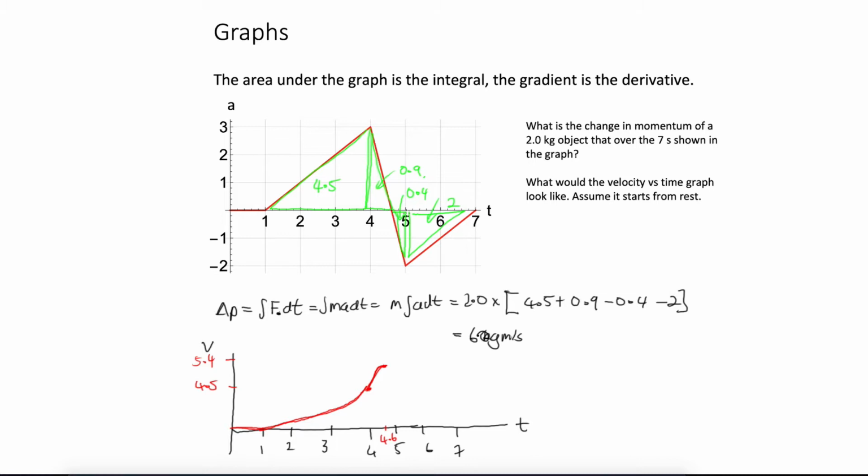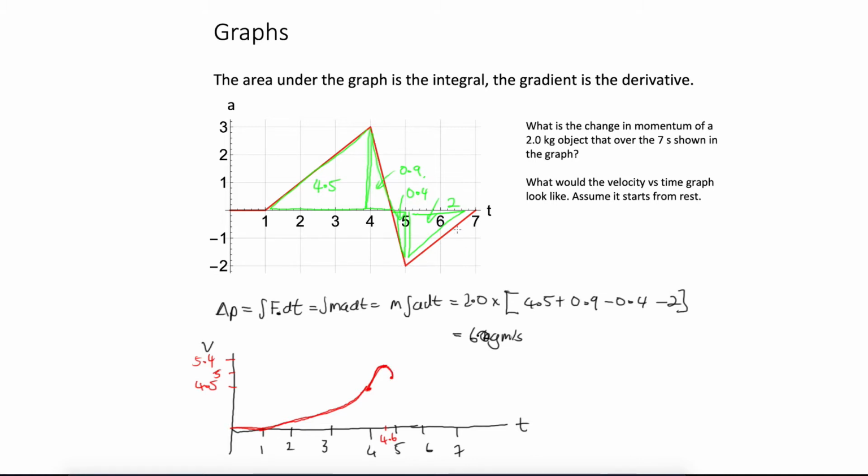And then between 4.6 and 5 seconds, its velocity decreases by 0.4. So we're going down to 5 meters per second. So that's like this. And it's at an increasing rate, but in the negative direction. So we have a parabola which is bending round like this.